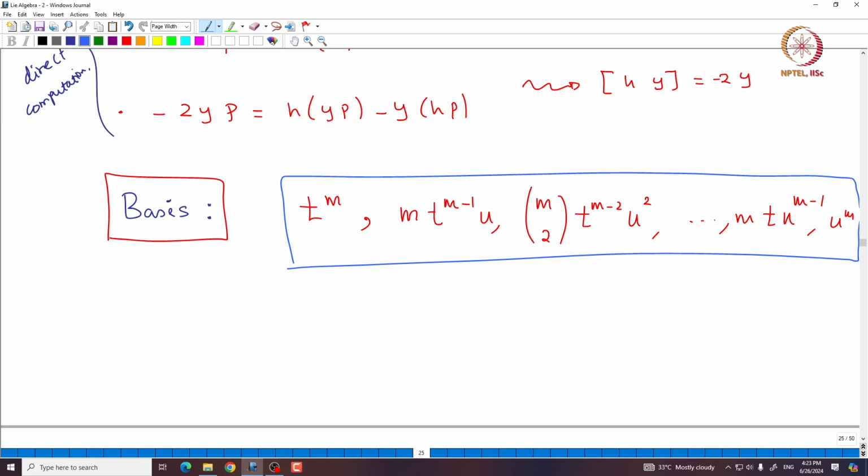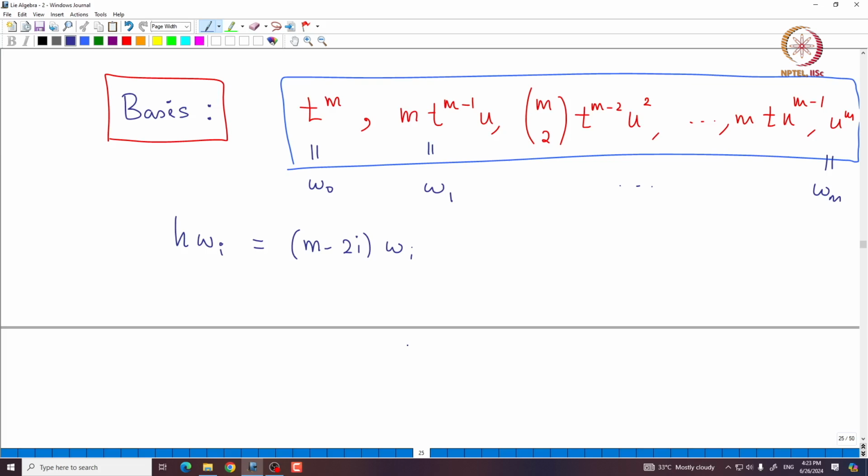So, let me write down. For example, I can actually compute it for some particular case. I will leave it to you to check the remaining formula. If I take h, let us call them w naught, etcetera, w m. So, this you call w naught, this is w 1, and so on, then this you call w m. Basically, the u-th power is the label that we are using. Then it is easy to check h w i is indeed m minus 2i w i.